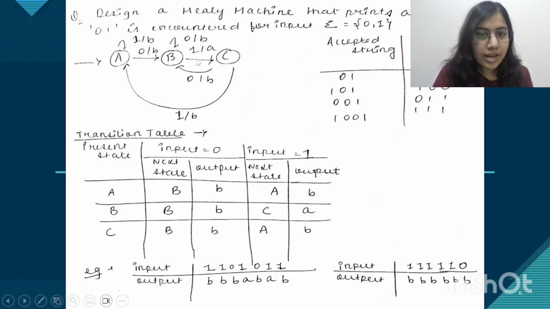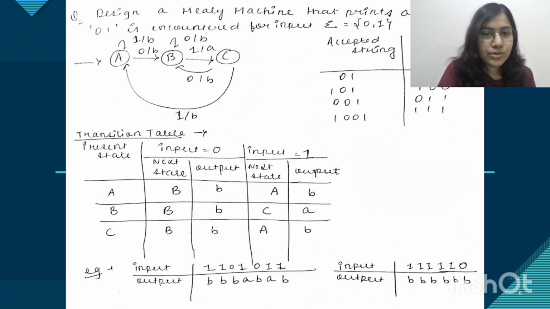Now for 1, it goes to C and gives the output as A. And for 0, it goes back to B and gives the output as B. Then we are here at B. Now we have 1. So for 1, we'll go back to C again and it gives the output as A. And finally, for the last 1, it gives the output as B.